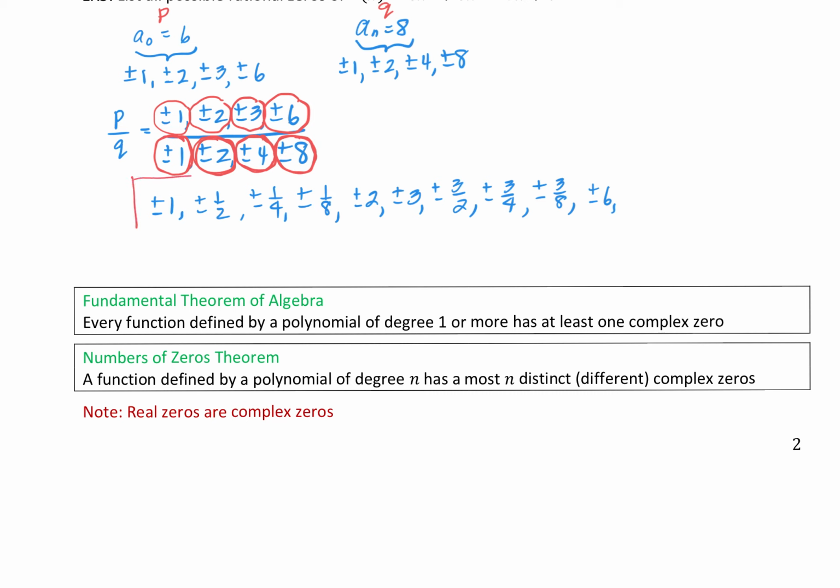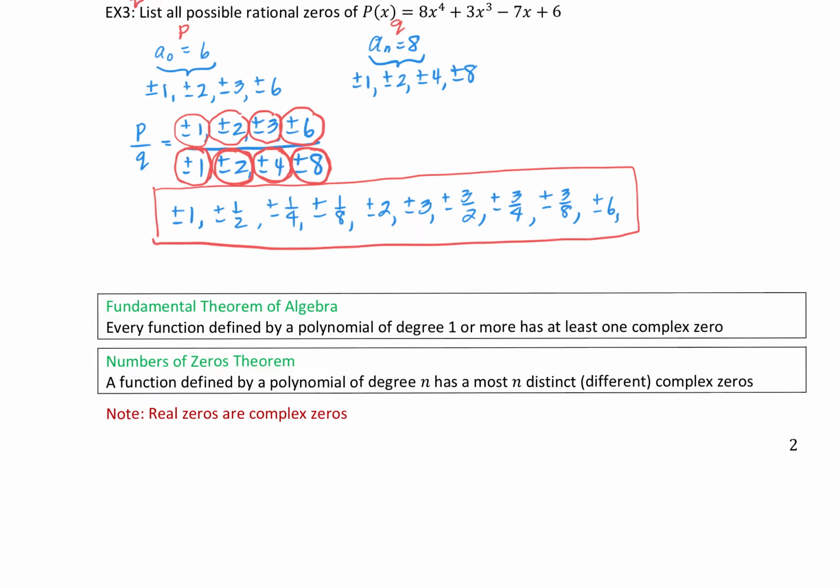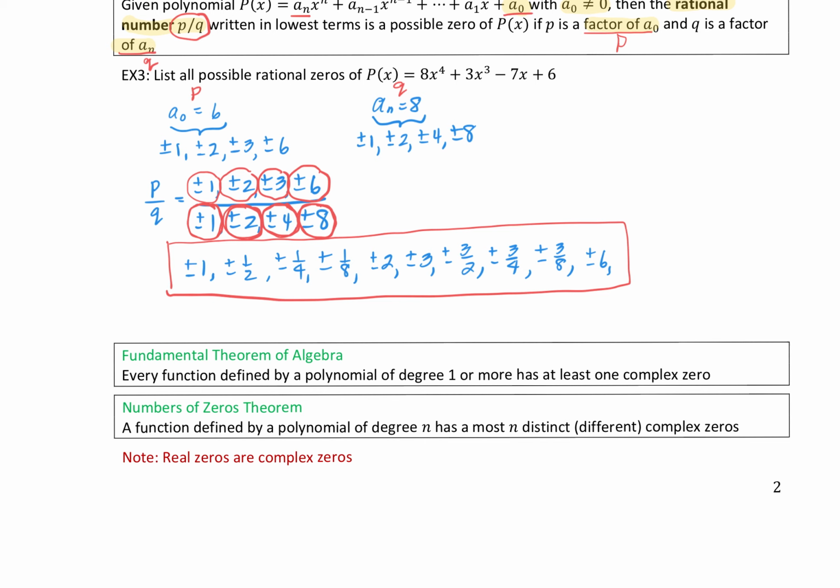So down below here, oh my gosh, we have so many. These are all our possible rational zeros for this polynomial. So if I were to use synthetic division to find the zeros, well, first of all, I hate working with fractions. So I would start with maybe the plus and minus 1, plus and minus 2, plus and minus 3, plus and minus 6. If those don't work, then I'm stuck. I have to try the fractions. But there will not be any other rational zeros except for ones that are listed here.